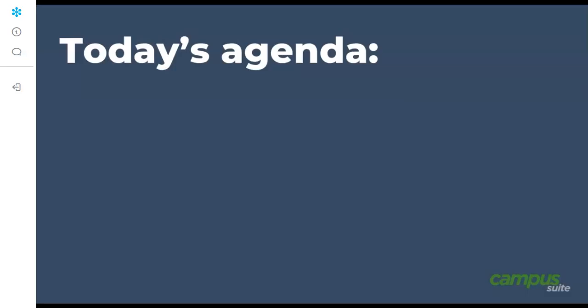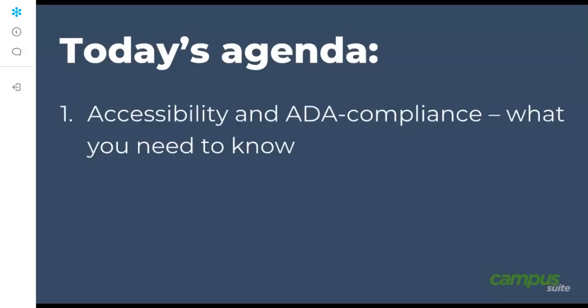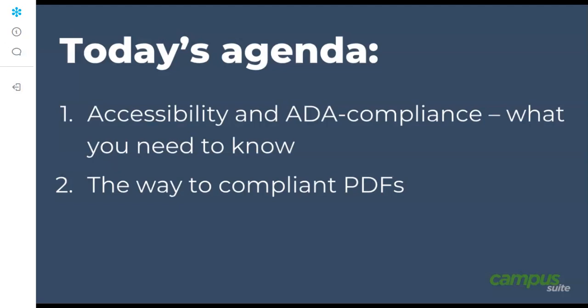Today's agenda: first off, the first chunk is going to be accessibility and ADA compliance, what you need to know, some background and context for accessibility and ADA when it comes to school websites. And the second chunk, where we'll be bringing in a featured presenter, Jason Morgan, covers the way to compliant PDFs. We're going to review the most common PDF issues, methods and tools to evaluate PDFs, and some good examples.